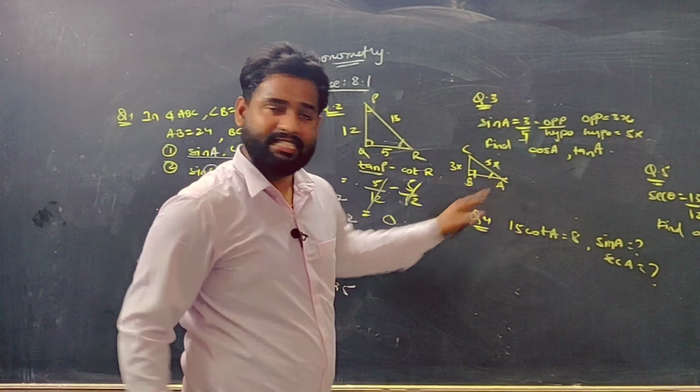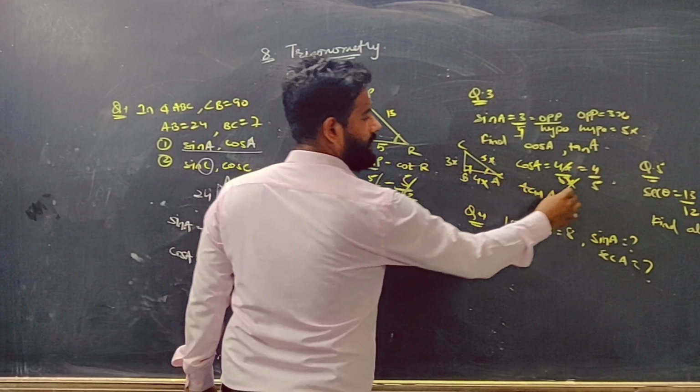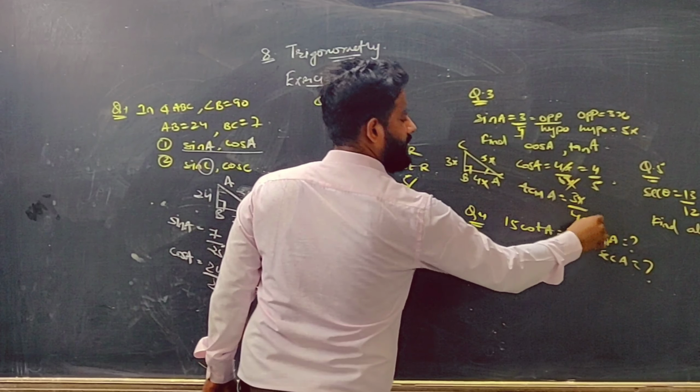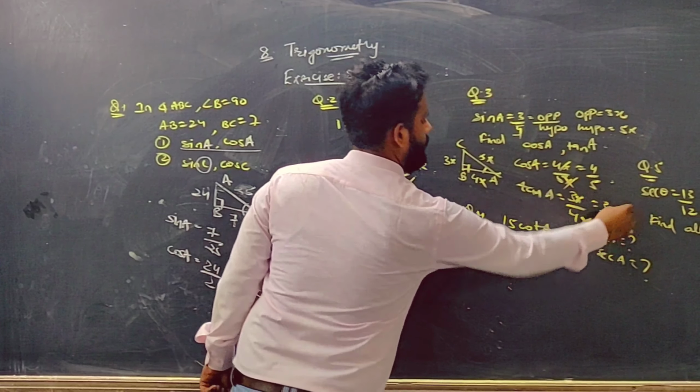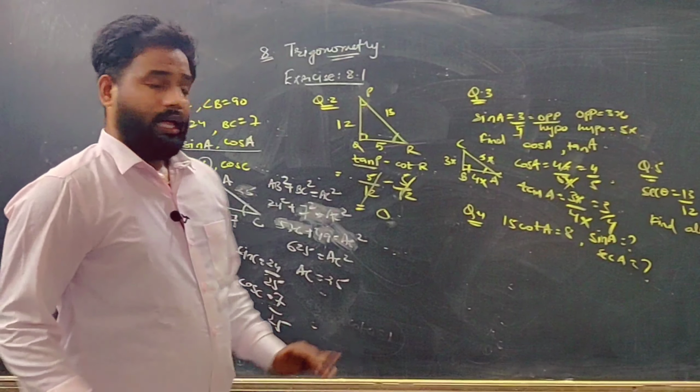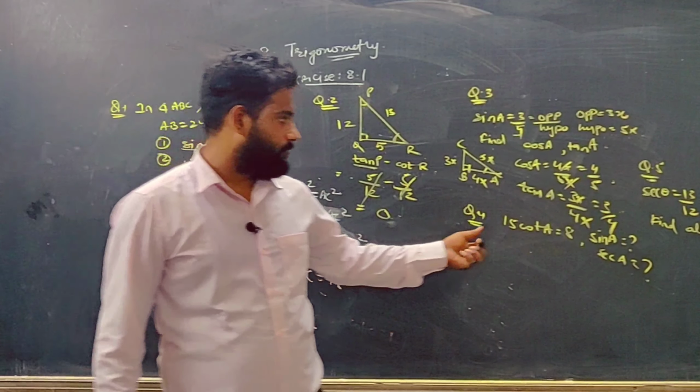What they are asking here, cos A. So cos A is equal to adjacent upon hypotenuse, 4x upon 5x, x and x cancel, 4 by 5. What is tan A? Your tan A is going to be opposite upon adjacent, 3x upon 4x, x and x cancel, 3 by 4 is your answer. I hope it is clear. Let us move to our next topic.